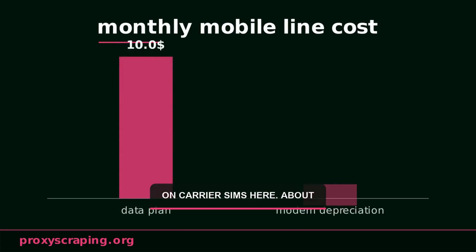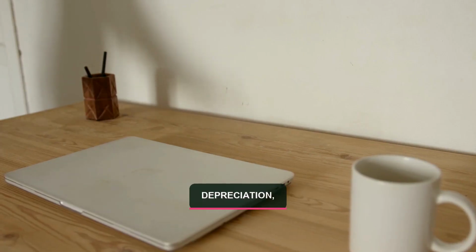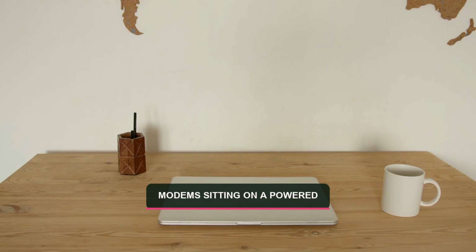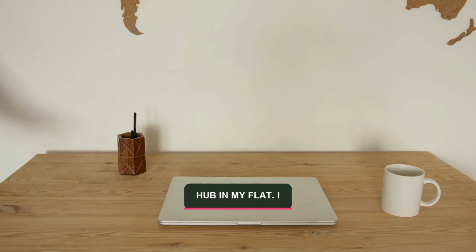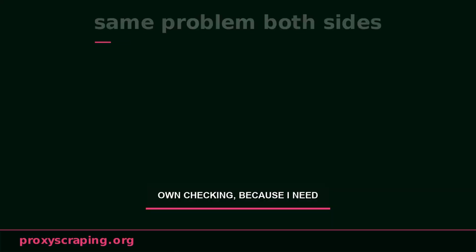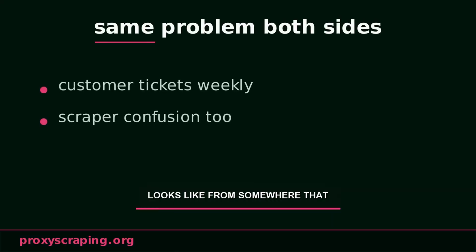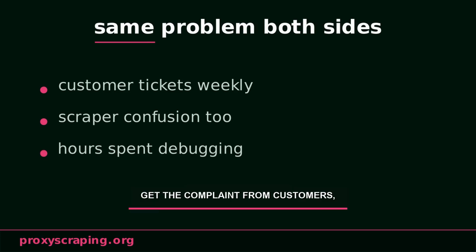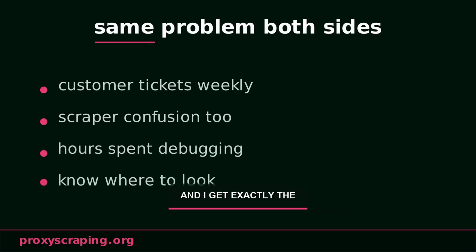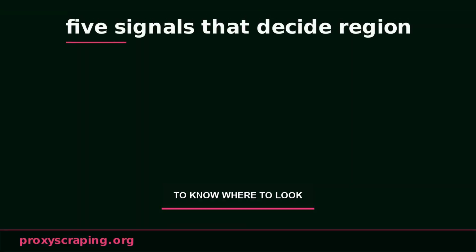Why I see this from both sides. I run mobile lines on carrier SIMs here. About $10 a month in data each, another $1.50 in modem depreciation, modems sitting on a powered hub in my flat. I also buy addresses in other countries every month for my own checking because I need to see what a page looks like from somewhere that is not here. So I get the complaint from customers, and I get exactly the same confusion out of my own scrapers, and I have spent enough hours on both to know where to look first.